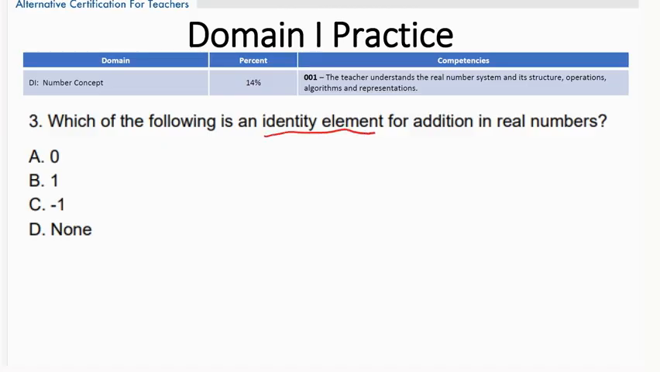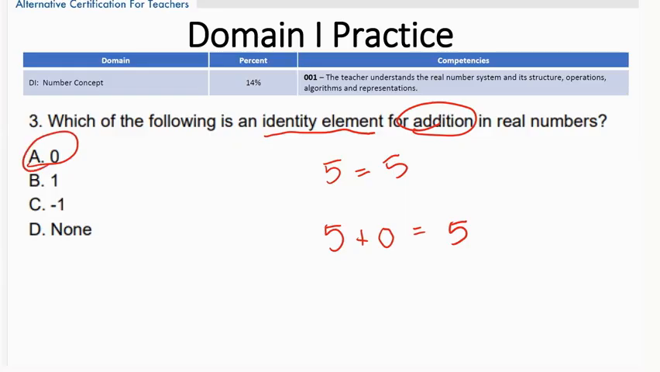So can you give me a number, Anna? Any number, please. 5. Okay. If I said 5 is equal to 5, they're identical, they are the same, okay? Now, think of a number. They said identity in addition. If you add, it is equal to 5, think of a number. 0. There you go. The answer is 0. Now, what's this? The identity element.